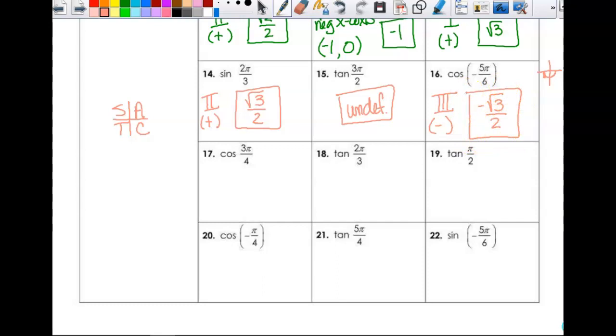All right. Swazi, what did you get for the cosine of 3 pi fourths? Okay. Sure. Very good. Negative square root of 2 over 2. All right. Everybody good so far? All right. Isela is not here. Nyla, what'd you get for 18?